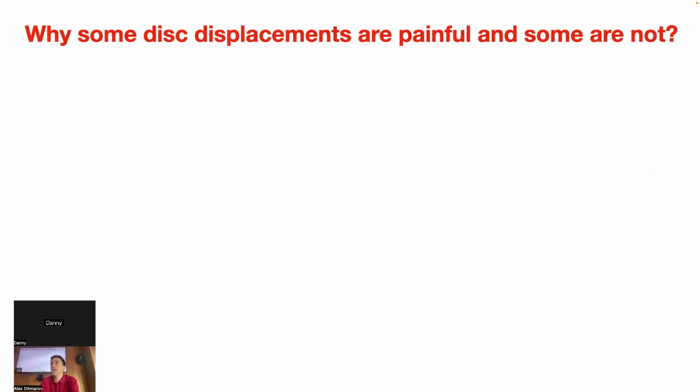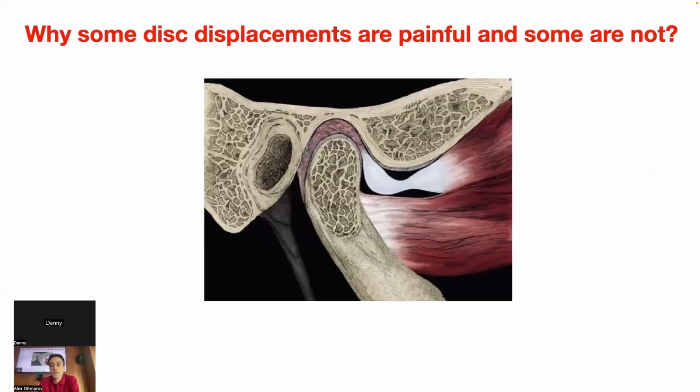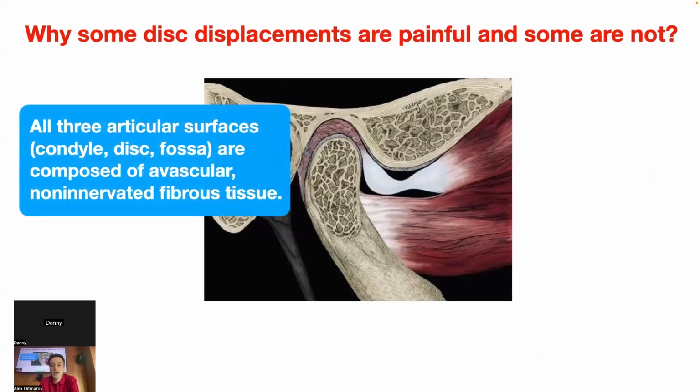Important question to raise, probably the most important in my presentation, so pay attention. Why are some disc displacements painful and some are not? So you have a disc displaced anteriorly, right? I already mentioned that our TMJ has 3 articular surfaces, condyle, disc, and fossa, but all of them are composed of avascular, non-innervated fibrous tissues, meaning there are no nerves in the condyle, there are no nerves in the fossa, there are no nerves in the disc, right? So where does the pain come from, why are some disc displacements painful and some are not?